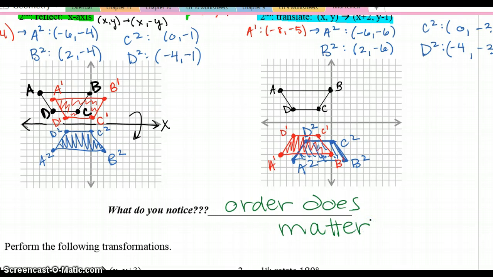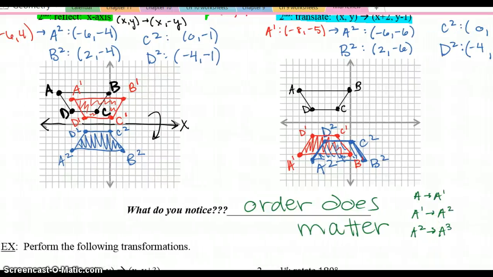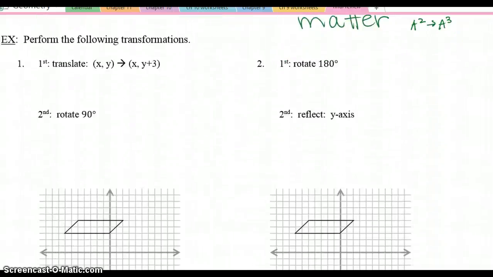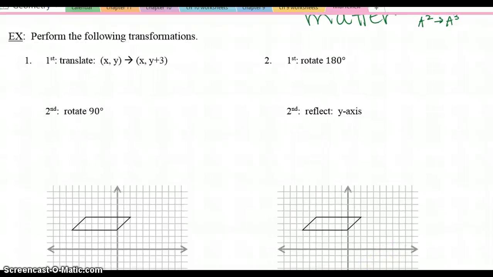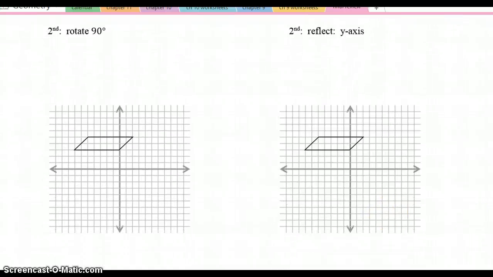So make sure the first transformation takes you from A to A prime. The second transformation takes you from A prime to A2. And if you were to do a third, you would go from A2 to A3. The order does matter. Alright, so you are responsible for the following two examples on the bottom of this worksheet and for the second worksheet.